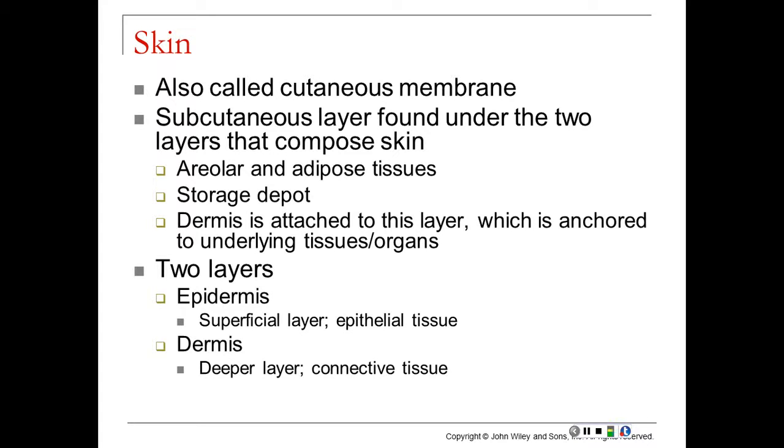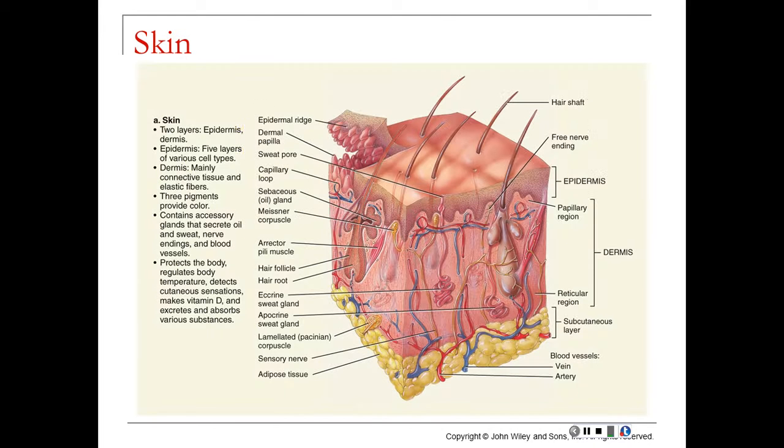The two layers of the skin consist of the dermis and the epidermis. So the dermis is superficial to the subcutaneous layer, and then the epidermis is superficial to the dermis layer. The epidermis is the most superficial layer. It's epithelial tissue, and the dermis is a deeper layer, which is connective tissue. Here you can see what I was talking about down here with all of these yellow blobs. Those are the fat cells that make up the subcutaneous layer, which is also sometimes called the hypodermis. That's the site of hypodermic injections.